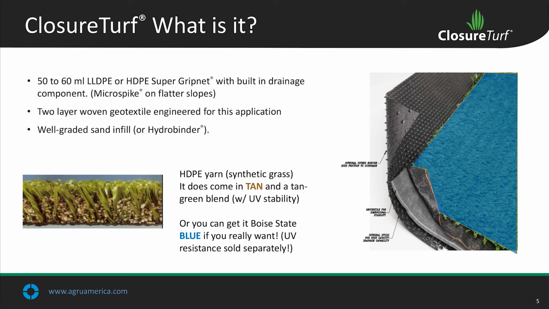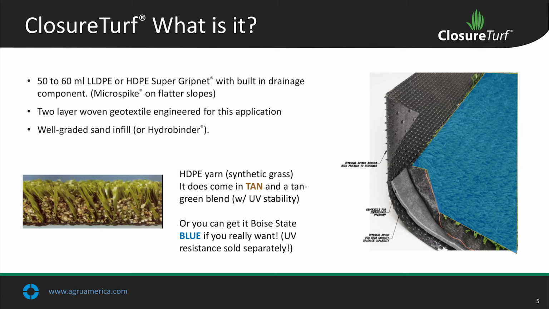It's a 50 to 60 mil linear low or high density polyethylene Super Gripnet with the built-in drainage component. We call it IDS, or integrated drainage system. You can use MicroSpike on flatter slopes. The turf itself is comprised of a 2-layer woven geotextile, which is engineered for this application, a well-graded sand infill or hydrobinder, which I'll get to a little later.